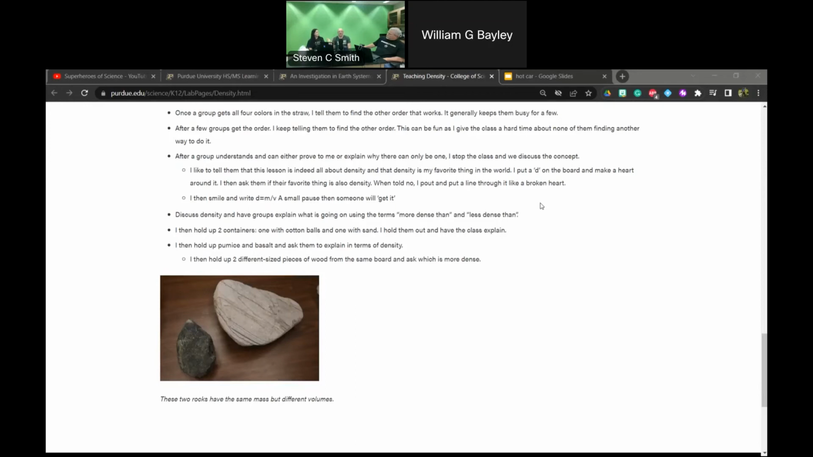I'm like, which is heavy? They're the same volume, but which one's going to be heavier for its size, or more dense? And that one they usually get. And so I step it up.